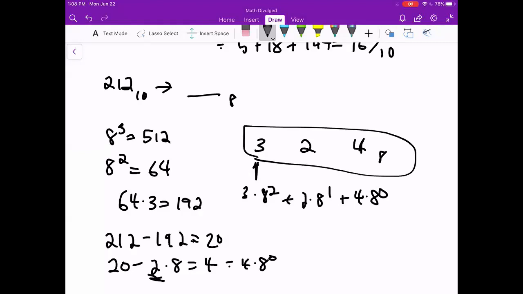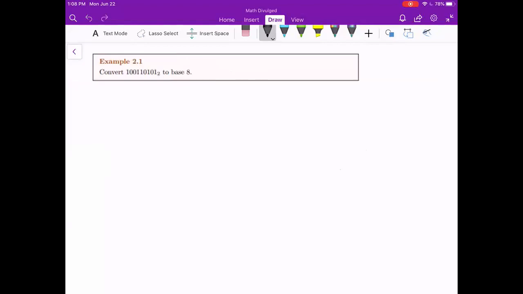And that's basically how we convert from base 10 to a different base. We just check for the largest power that fits inside the base 10 number, and then we just keep subtracting until we get to something that is less than the base, and then we just write that as our last number. So let's try another example.